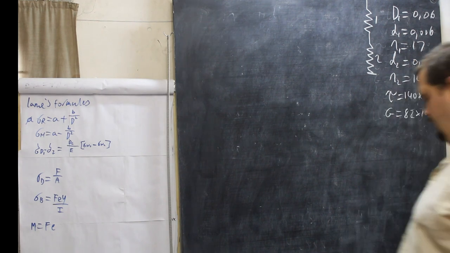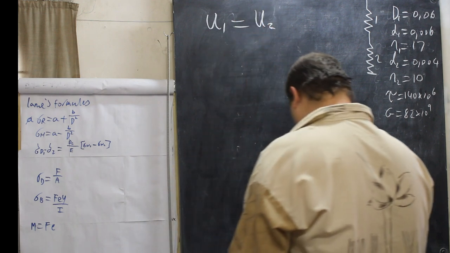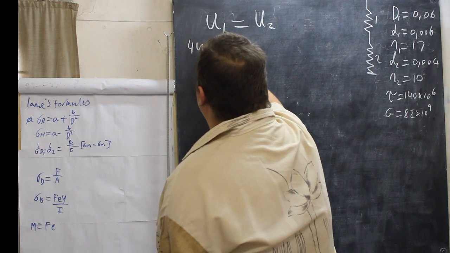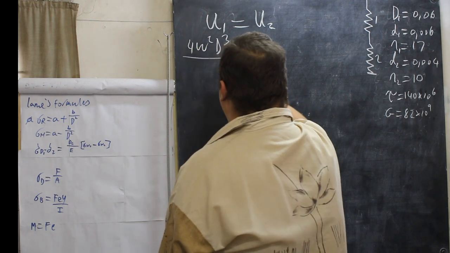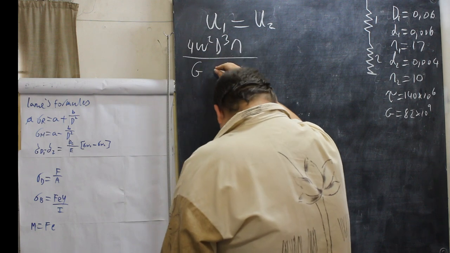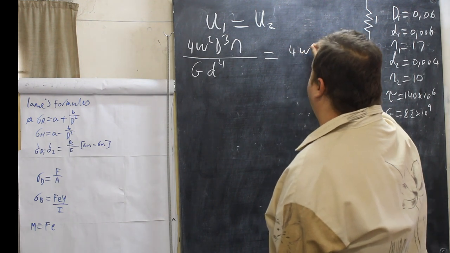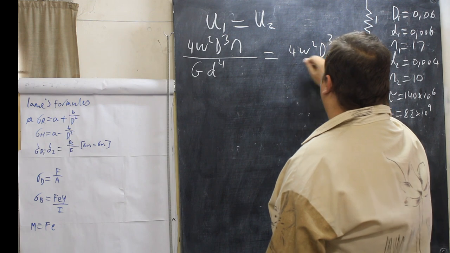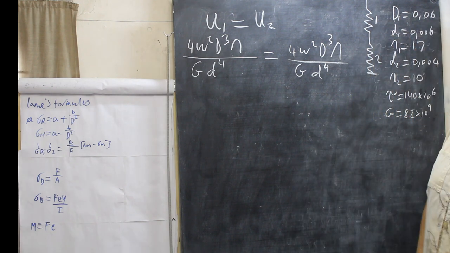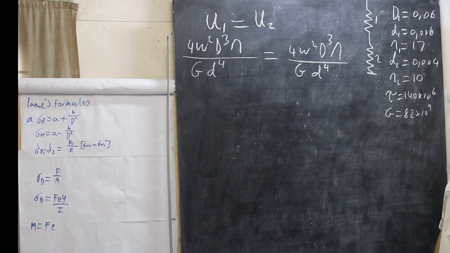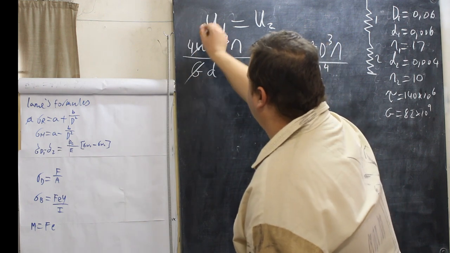So for our purposes, now we've got U1 equals U2. So now this will be 4W squared D cubed N over G d to the power 4. And exactly the same on the other side: 4W squared D cubed N over G d to the power 4. Okay, now we are going to eliminate things that are the same. This is the same, that's the same, that's the same. This is the same, that's the same, that's the same.